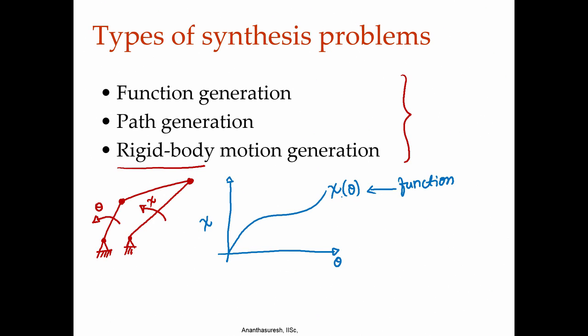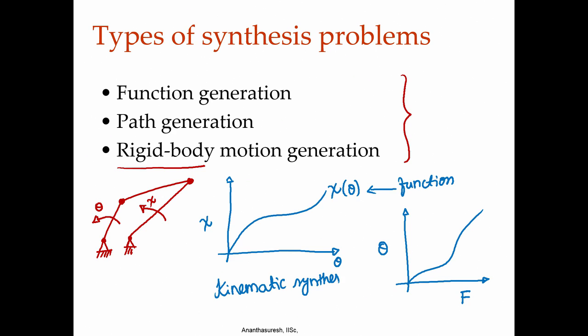In the case of compliant mechanisms, because they cannot move unless you apply a force, we can say this as a function generation, where we can say if force is the input here, I can say theta here has to be in some form. This is the normal kinematics problem, kinematic synthesis for function generation. You are basically generating a function.